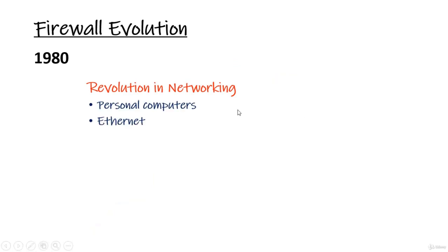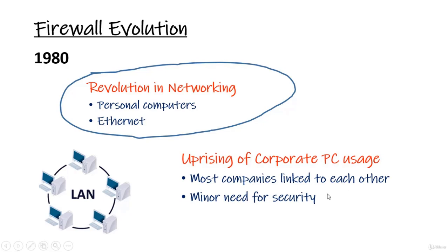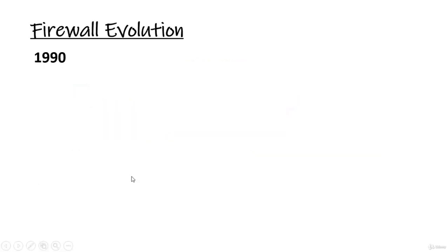The 1980s brought a revolution in networking, with a crazy rise in personal computers. This is where Ethernet was created, and that's where we were able to connect our local area networks to each other, each computer to each computer. So we were able to exchange traffic, and because of that, most companies actually linked to each other. Because these companies knew each other, there was a really small need for security. It was unprotected, but we didn't even need any security here.